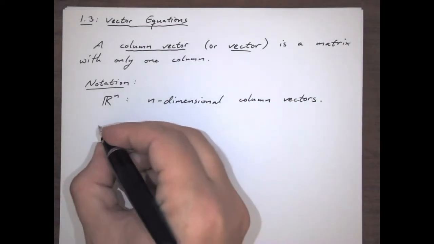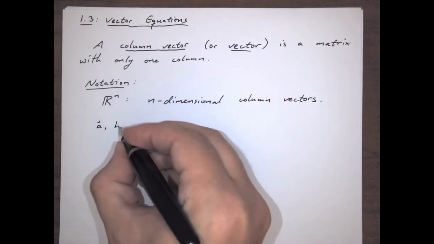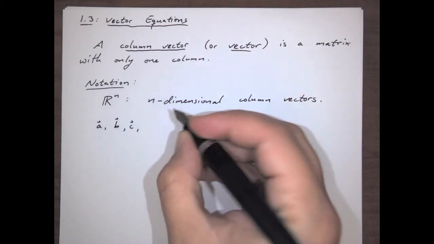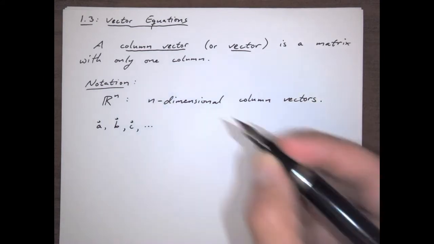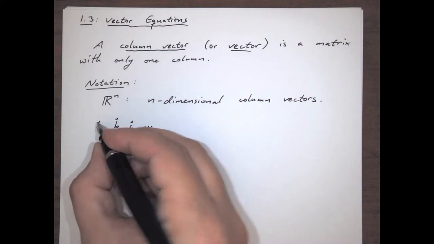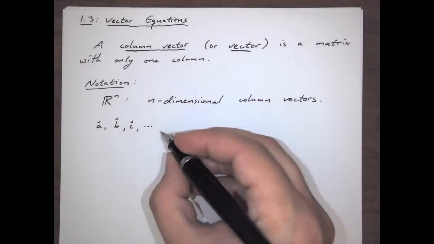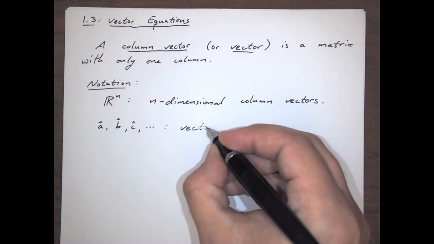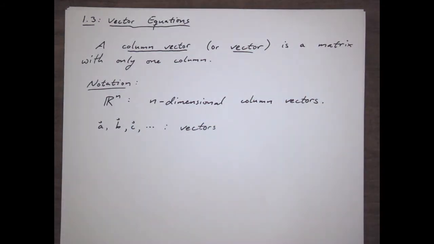So then also A, B, C, etc. These represent vectors, and you indicate the difference between a vector and a number by putting a little notch above it. It's like a half arrow. So the little arrow up top makes it a vector.